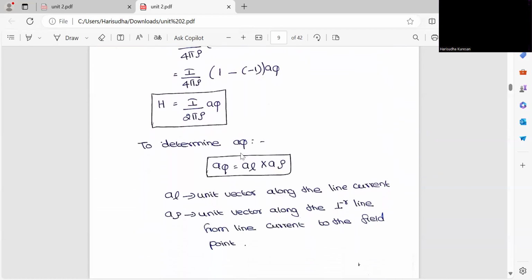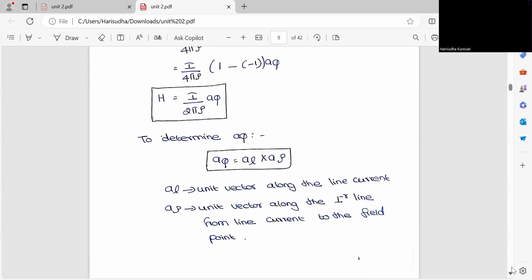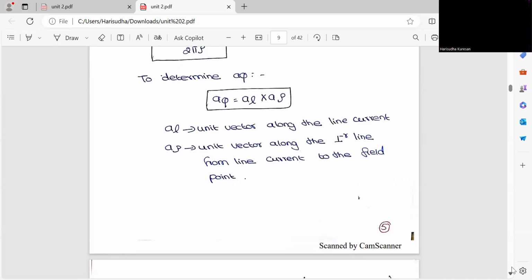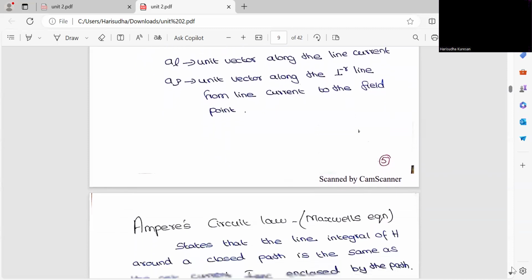Now to determine the a phi, we have the cross product of two different vectors equal to the third vector. So a phi can be written as aL cross a rho. Here aL will be the unit vector along the line current and a rho will be the unit vector along the perpendicular line from the line current to the field point.